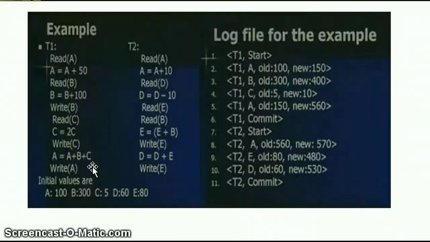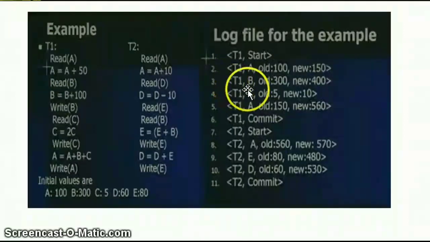How do we maintain the log of these transactions? Suppose transaction T1 executes first. Then <T1, start> means transaction T1 has started. The next log is <T1, A, 100, 150>: T1 is the transaction ID, A is the data item we are maintaining this log for, the old value is the initial value 100, and after this operation, 100 plus 50, the new value is 150.